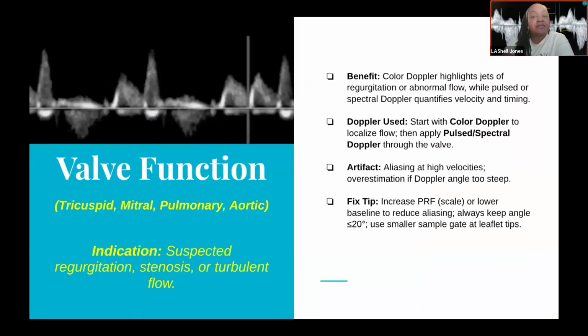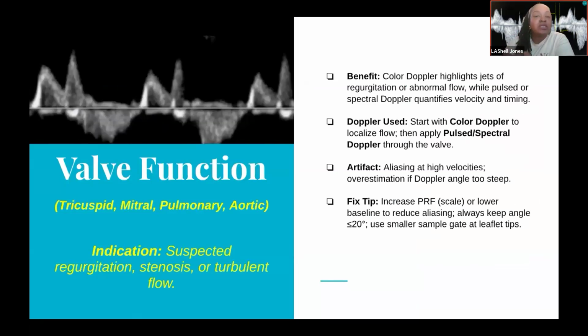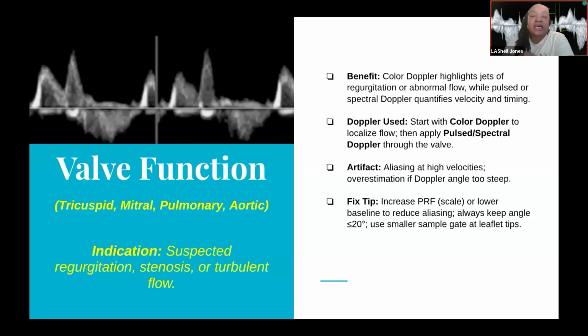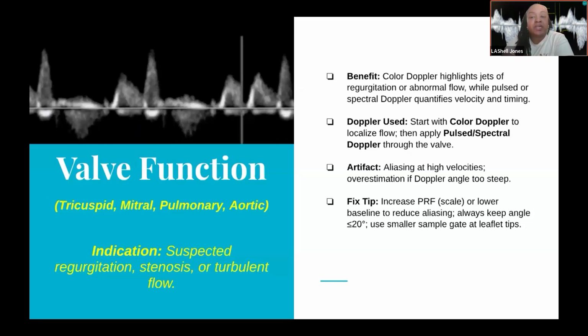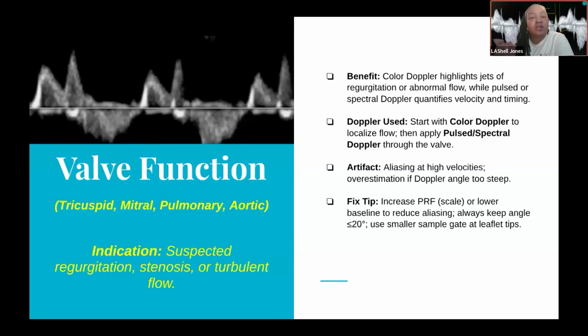Okay. Now the benefit with color Doppler is that it will highlight the jet of that regurgitation or any abnormal flow, while the pulse and the spectral Doppler will quantify that velocity. So with regurgitation, if it's greater than 60 centimeters per second, we'll see that in our spectral Doppler waveform. Okay. Now with Doppler use, you want to start with color Doppler. You want to localize the flow, then apply your pulse to get your spectral Doppler waveform through that valve.